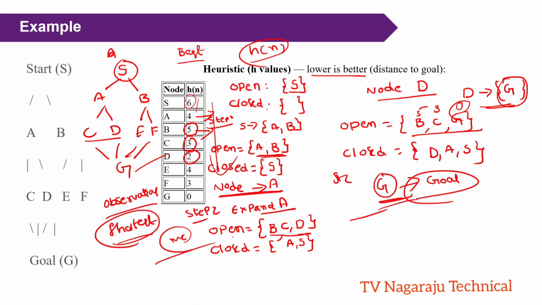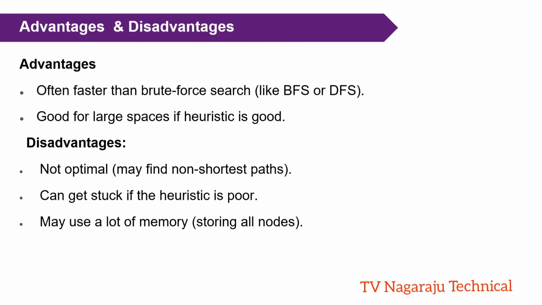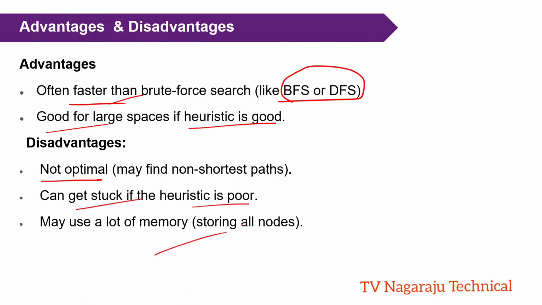Now, what are the advantages? Compared to BFS and DFS, instead of a blind brute force approach, it is somewhat faster. Why? It uses heuristics. If the heuristic is good, automatically the algorithm is also good. And it may not be optimal. If the heuristic is poor, you are stuck at some position. It uses a lot of memory. This is the best first search algorithm.